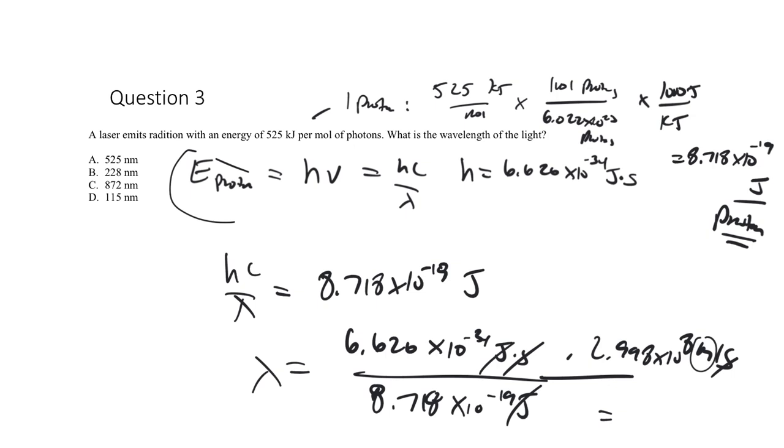So I'm going to take 6.626 e minus 34 times 2.998 e to the 8 and divide by 8.718 times 10 to the minus 19, and I get 2.27, call it 2.29. Oh, I'm sorry, 2.28 times 10 to the minus 7, and that's units of meters.